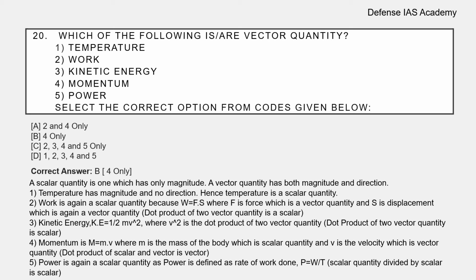Next is momentum. The equation for momentum is p is equal to m into v, where m is the mass of the body, which is a scalar quantity, and v is the velocity, which is a vector quantity. The product of a scalar quantity and a vector quantity is a vector quantity. Thus momentum is a vector quantity. Last option, power. Power is again a scalar quantity because power is defined as rate of work done. P is equal to W by t. A scalar quantity divided by a scalar quantity gives you a scalar quantity. So from the options given above, only momentum is a vector quantity, which has a magnitude and a direction.